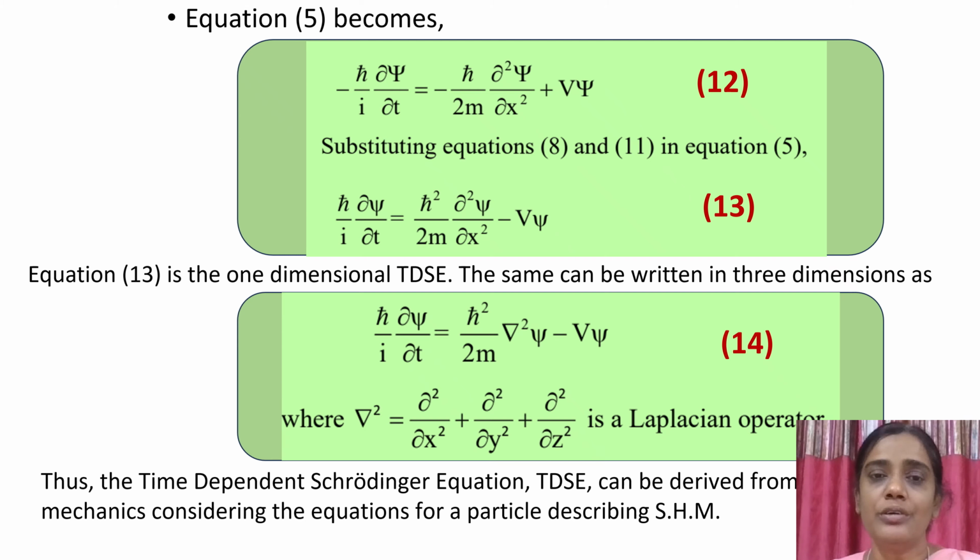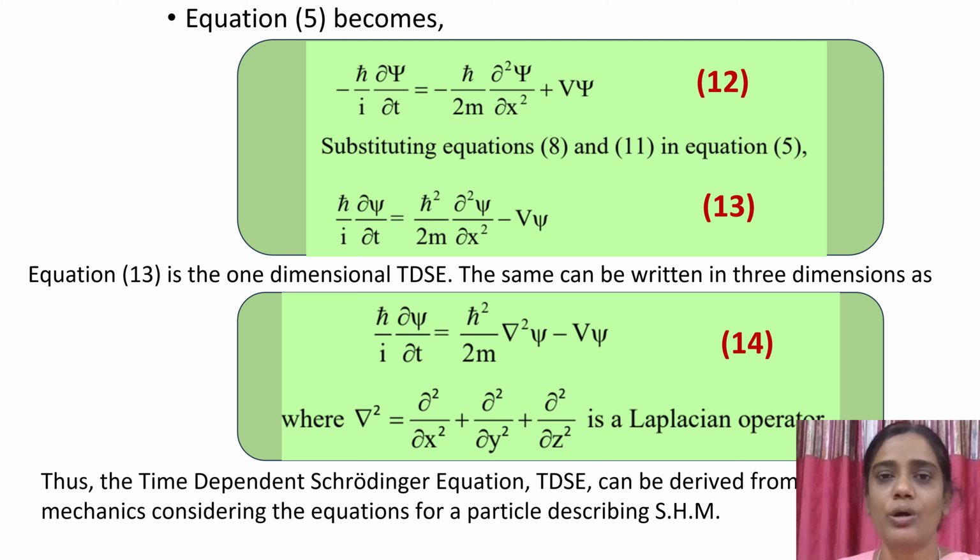We are going to multiply the equation entirely by a minus sign. Therefore, equation 12 becomes h cross by i dou psi by dou t equal to h cross squared by 2m dou squared psi by dou x squared minus V psi. This equation number 13 is representing the time dependent Schrodinger equation in one dimension.